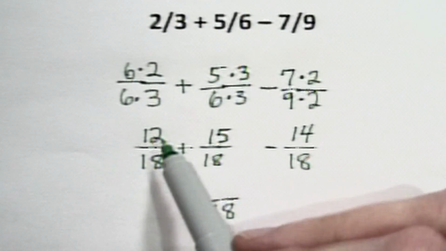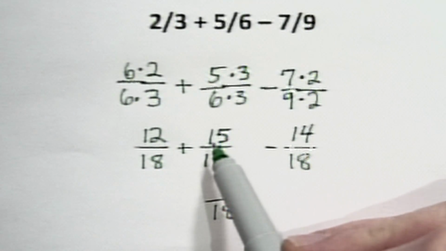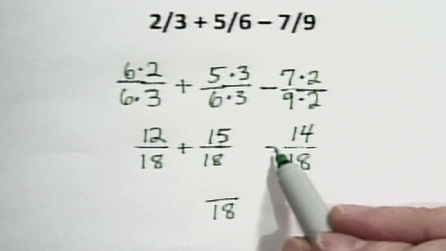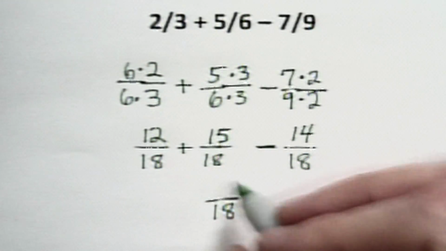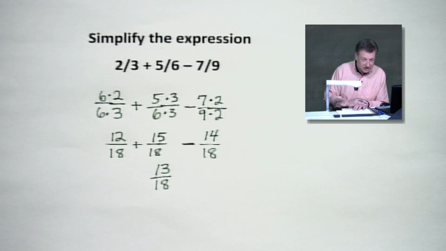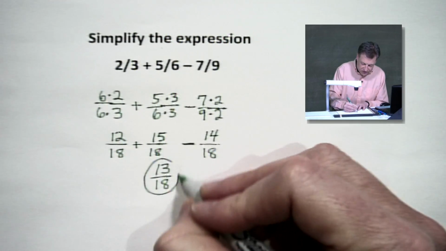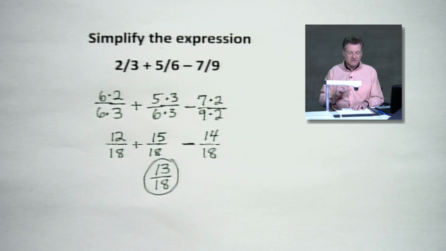And what we're going to do now is add our 12 and 15. I get 27. Hope you all do too out there, okay? 27, and we subtract the 14. My goodness, it comes out to 13, and 13 over 18. 13 is a prime number. Nothing is dividing into that, okay? And it won't divide into 18 anyway, all right? So there is your final answer, 13/18 for our simplified expression.